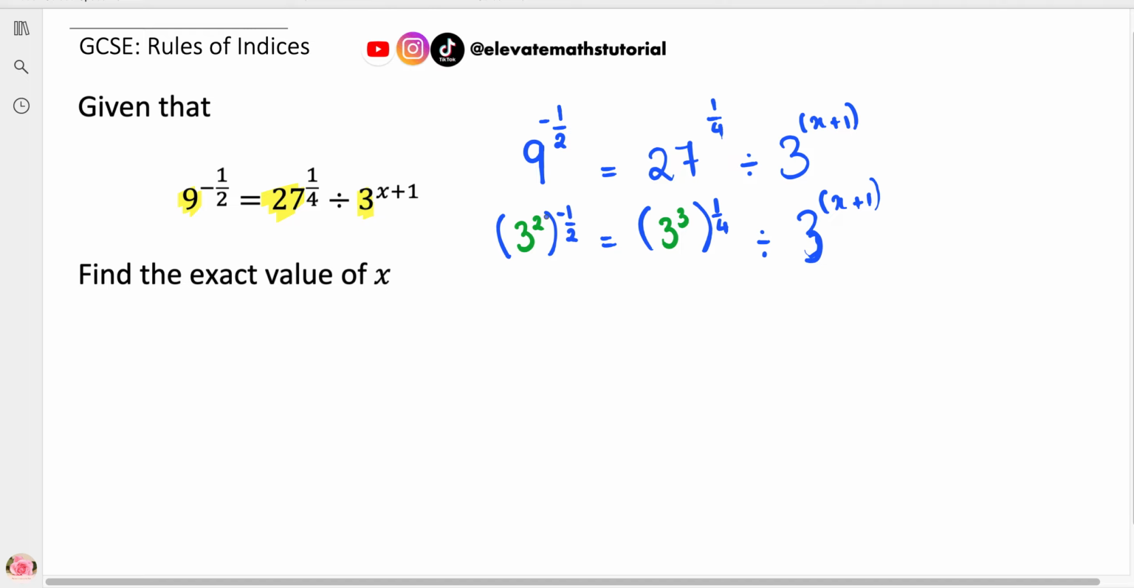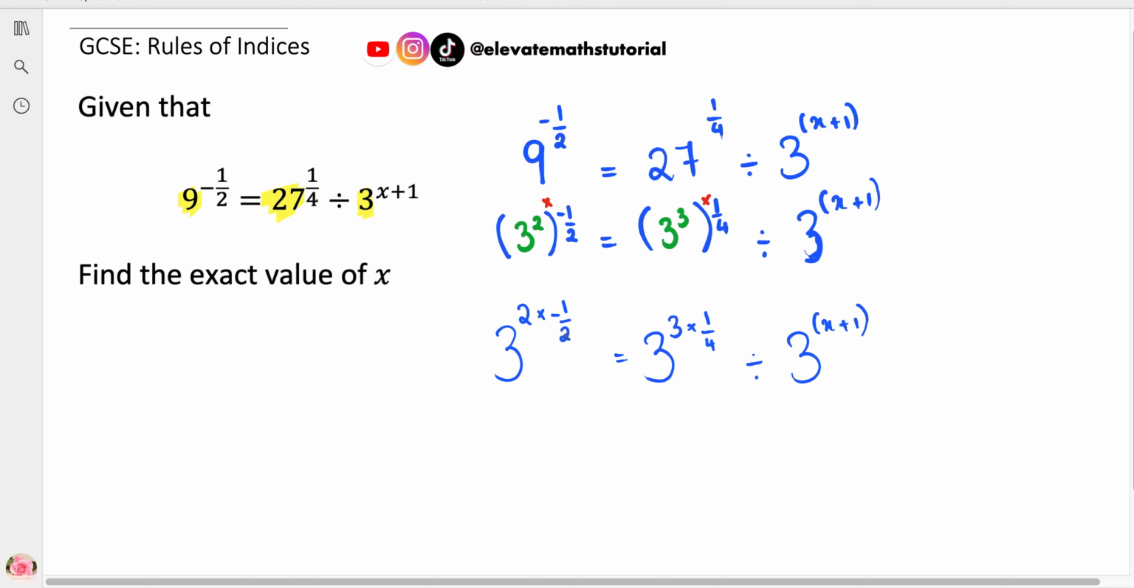Then what do we do when we have something in brackets with a power inside, a power raised to another power? You multiply these two. The operation between these two brackets means times. Same idea here, brackets mean times. So you multiply those two values. So we're going to rewrite that as 3 to the power of 2 times minus a half is equal to 3 to the power of 3 times a quarter, divided by 3 to the power of x plus 1.